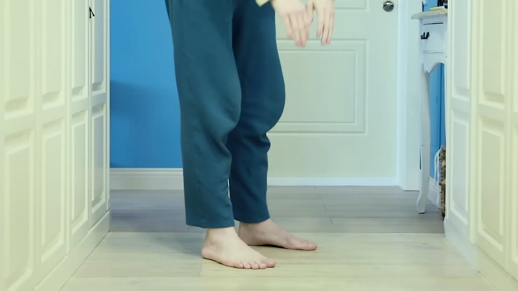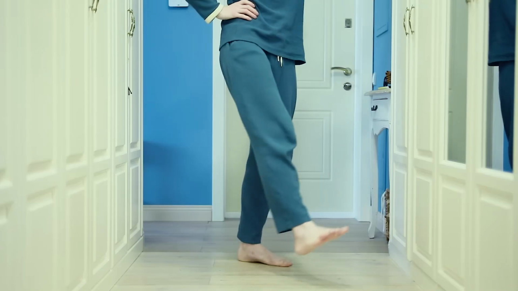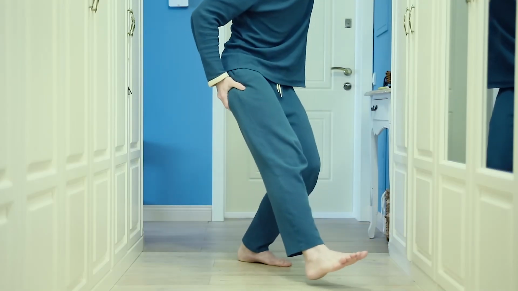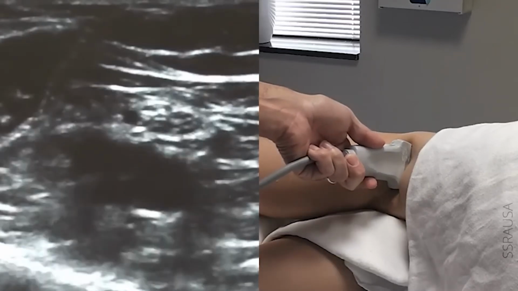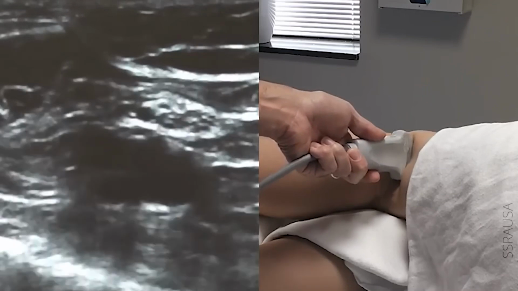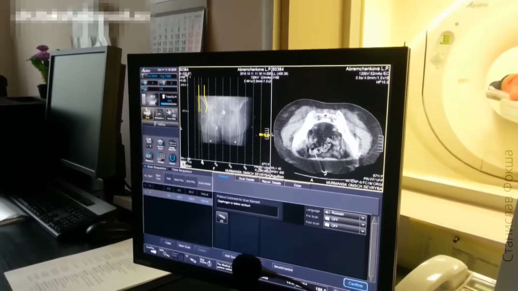With sciatic nerve syndrome, pain most often occurs when you lean down with a straight leg or try to stretch your leg forward. These symptoms are due to the fact that the nerve sheath does not stretch, while the tendons and muscles have a certain elasticity. And when you bend down or stretch your leg, you have to somehow stretch the nerve through the soft tissues.